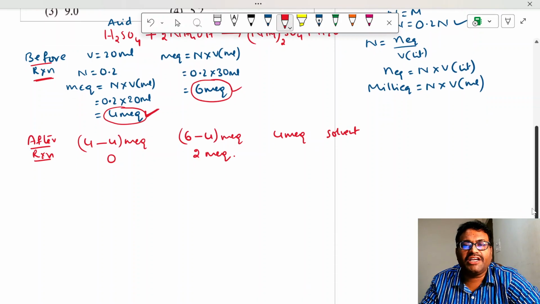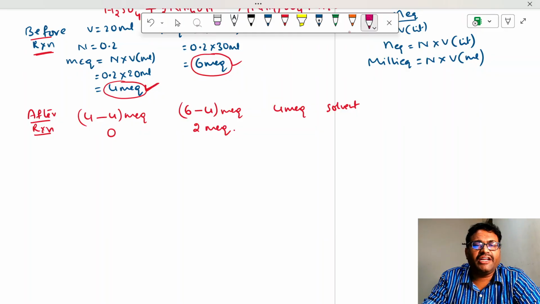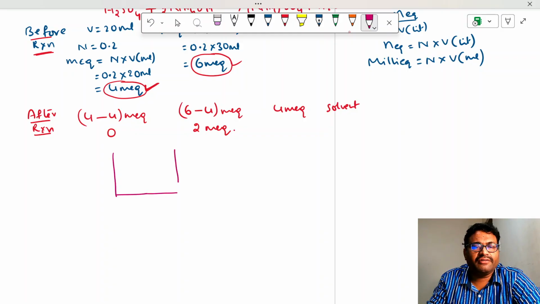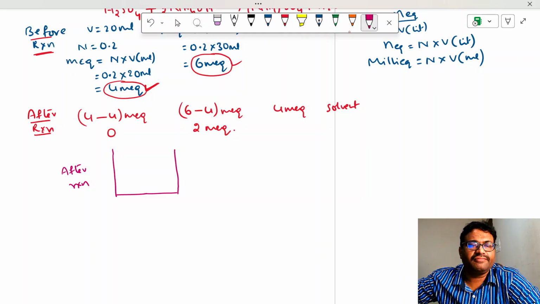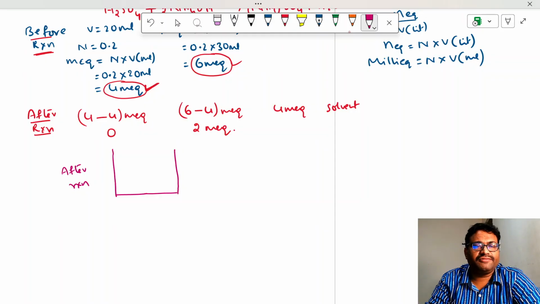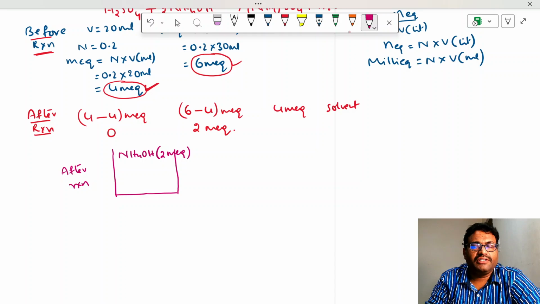So what is remaining in the reaction container? Finally, after the reaction, in the container, what is present? NH4OH, how many milliequivalents? 2 milliequivalents. And (NH4)2SO4, NH4 taken twice, SO4 is present. How many milliequivalents? 4 milliequivalents.